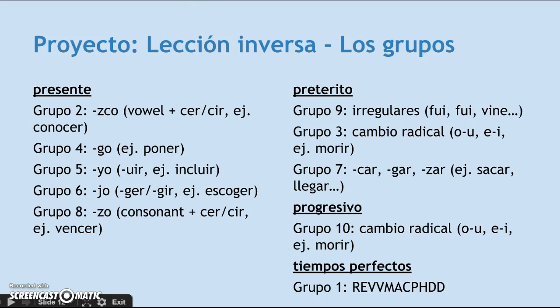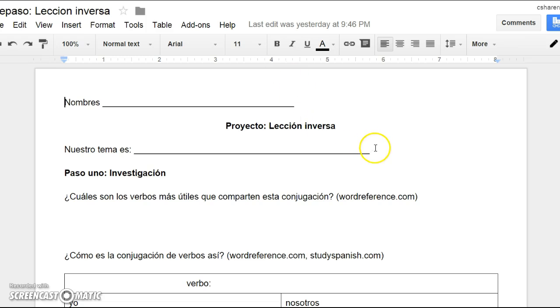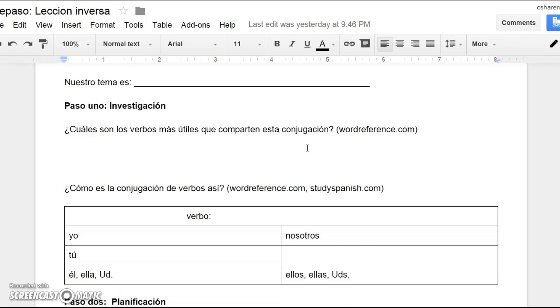You also should have received from your substitute a planning sheet, and this is what you'll be working on at the end of the period today. You should write down what your theme is here, where it says Nuestro tema es, and you've got 3 steps which you should be working on today so that you have it ready to go for class on Friday. The first step is research. If you want to find out what verbs are SCO verbs or go verbs or ho verbs or stem changing verbs in the preterite.